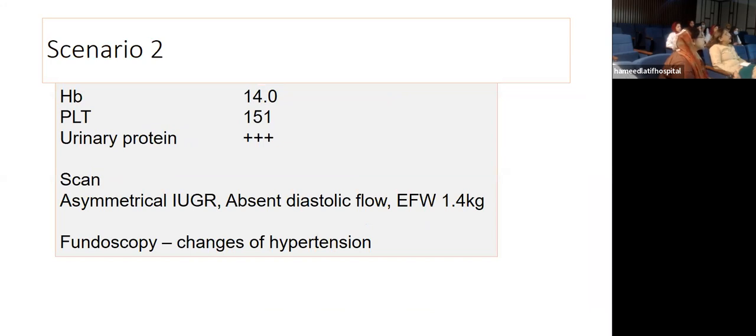Okay. So her urinary protein is 3+, her platelets are 151, hemoglobin is 14. Ultrasound shows absent diastolic flow in a 1.4 kilogram baby, and fundoscopy shows changes of hypertension. Do the uric acid test, it is 8. This is available with you. As the mother has become stable now, we will check the symptoms. The blurring is still there.